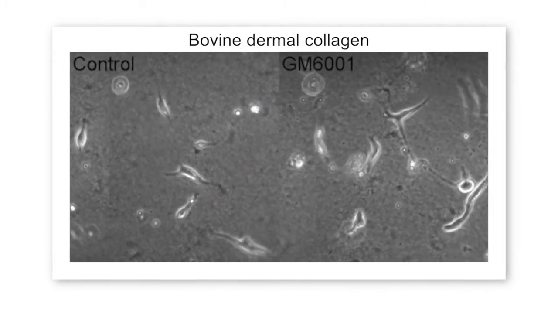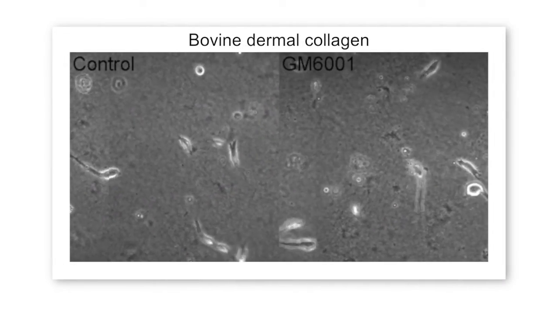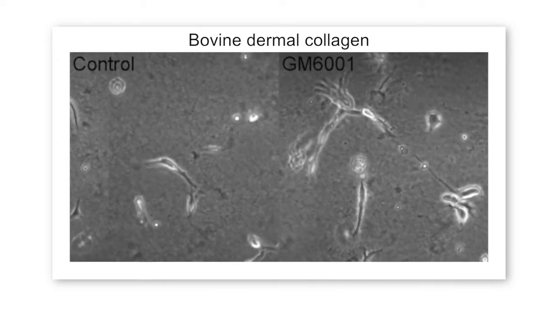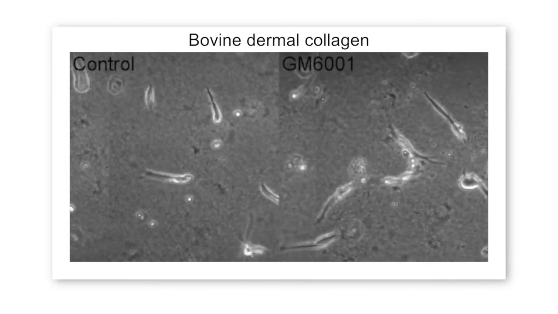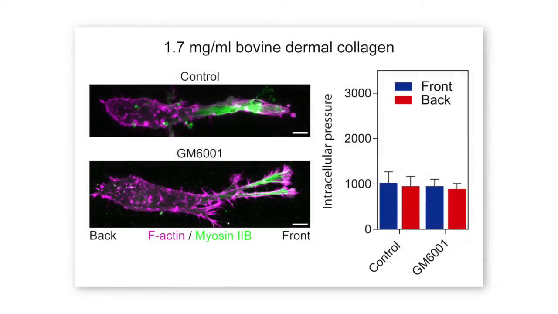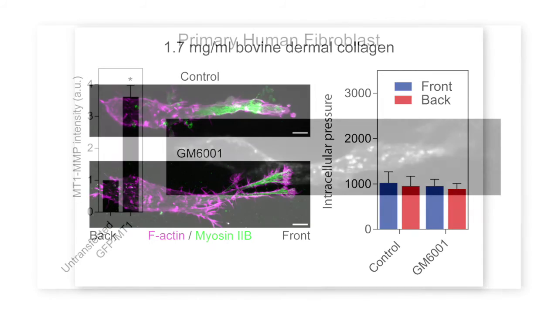Doing the same experiment in the bovine dermal collagen with the much larger pore sizes, upon protease inhibition, cell velocity did not slow down at all, but we also saw that the pressure, in fact, did not change. So the activation of the nuclear piston in response to protease inhibition appears to occur specifically in environments where the nucleus is the rate-limiting step of 3D migration.